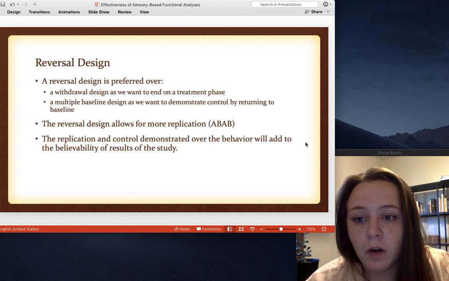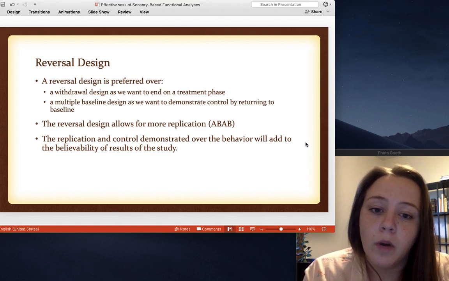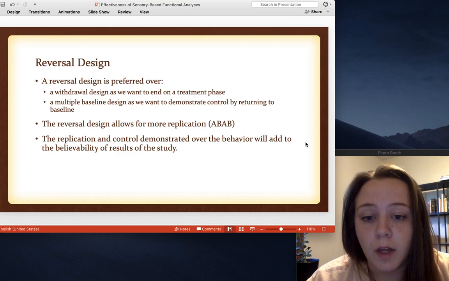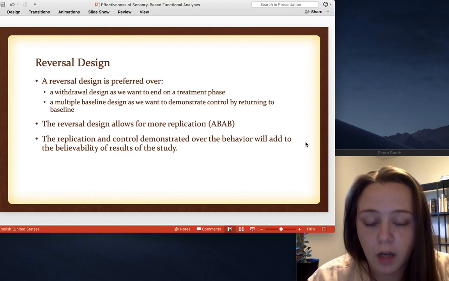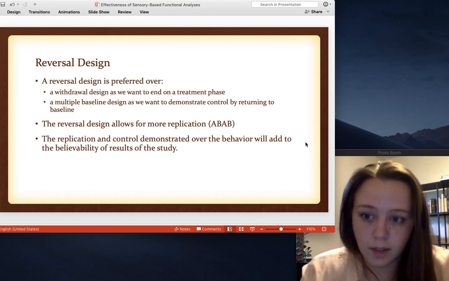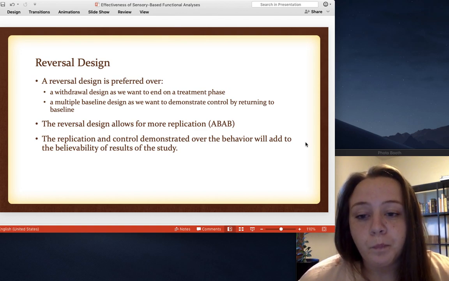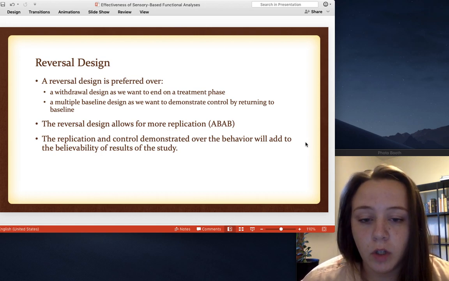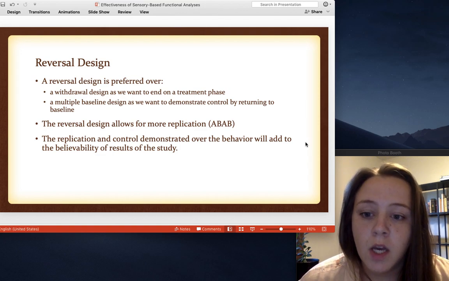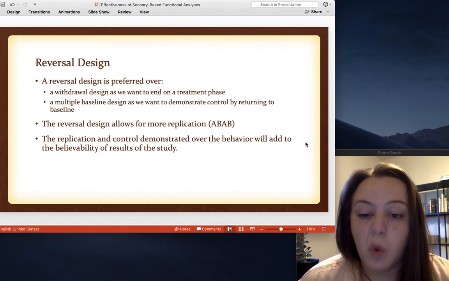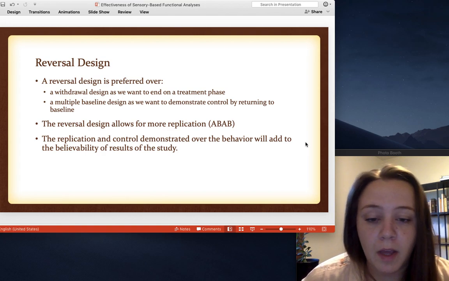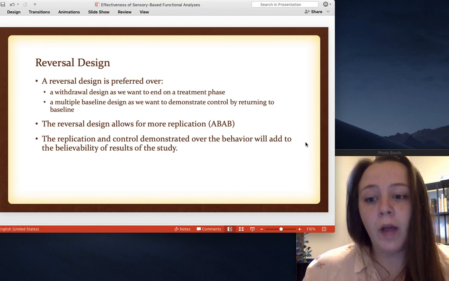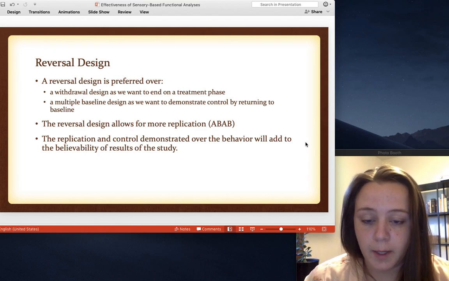And then we also prefer it over a multiple baseline design, as we're able to demonstrate control by returning to baseline and removing that functional communication training and no longer providing reinforcement for it. And then the reversal design allows for more replication. So we have the return to baseline and the return to treatment. And then that replication and the control demonstrated by returning to baseline and being able to either turn on and off the behavior will add to the believability of the results of the study.